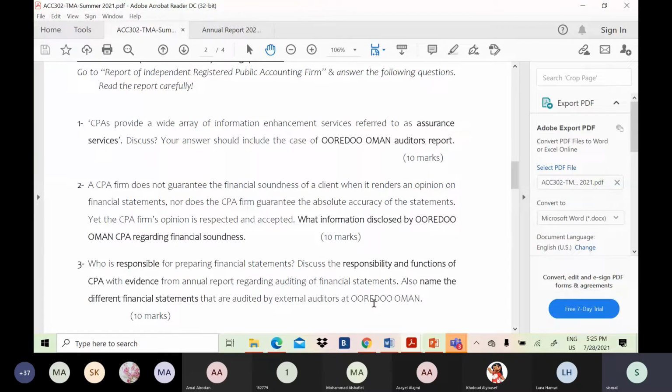يبقى كأن السؤال الثاني كله مركز على إيه اللي موجود في قرار المراجع أو رأي المراجع عن سلامة القوائم المالية، عن خلوها من الأخطاء والمغالطات. ها, is it clear? So this is question number 2. Any question?